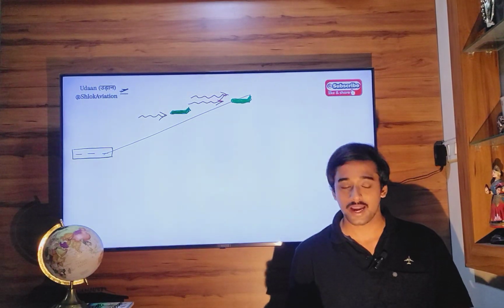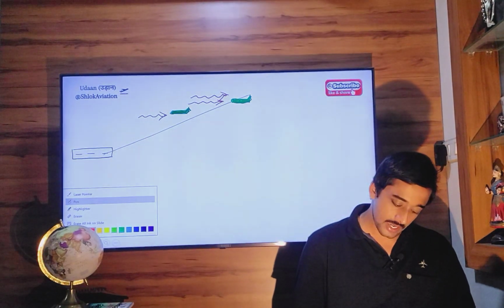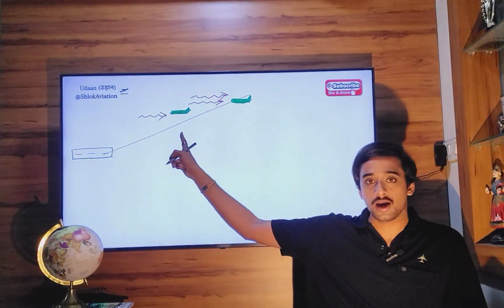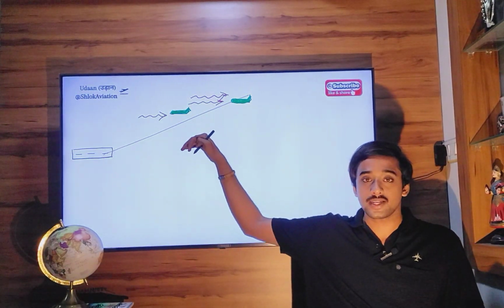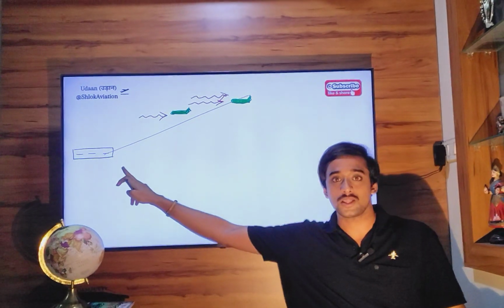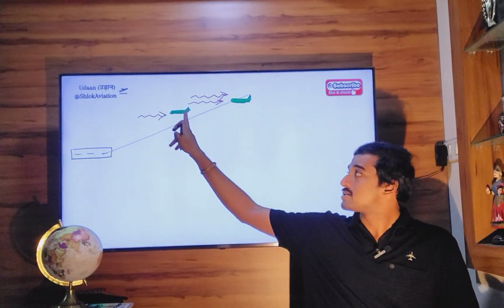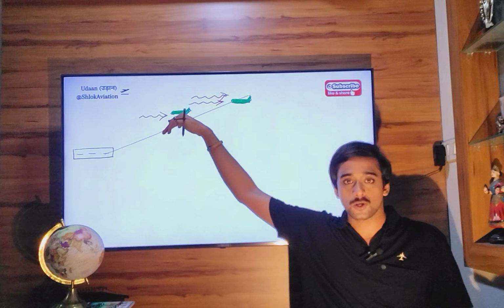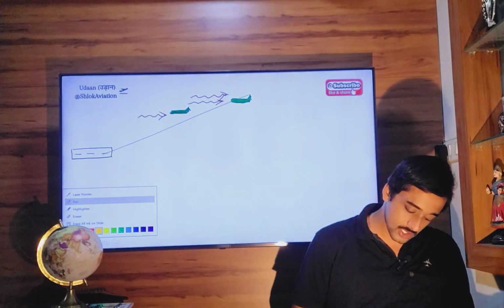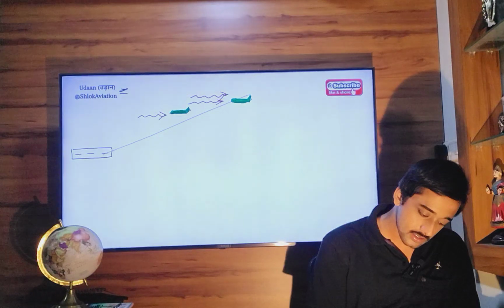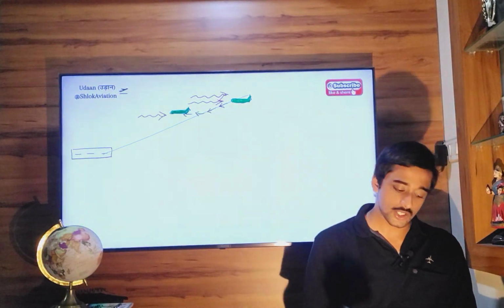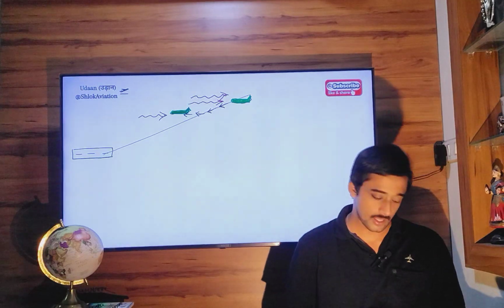So what will be the result? Your aircraft won't be able to maintain this 3-degree glide path. Its rate of descent will decrease. So instead of continuing this descent down to the threshold, it will remain suspended in the atmosphere for a bit longer time. So this will be its trajectory of motion.